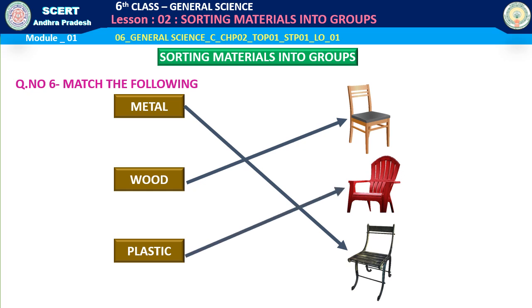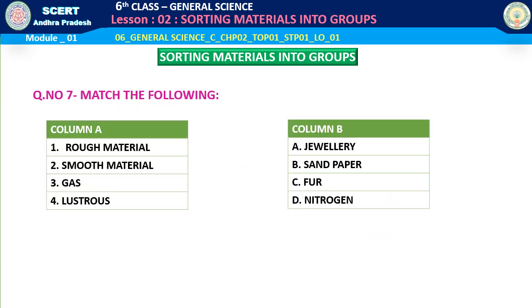Let us answer another question. Children, you are observing column A and column B here. You have to match the items in column A with column B. Let us observe the answers. Here, the rough material is sandpaper, smooth material is fur, gas is nitrogen, and lustrous material or substance is jewelry.